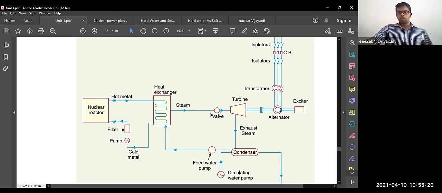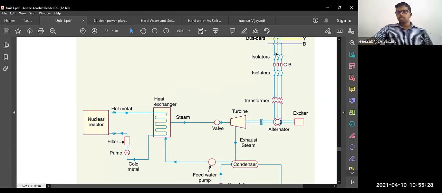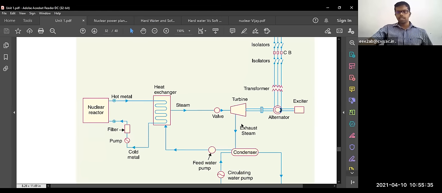That is controlled by a valve. The steam is then fed to a turbine, and the turbine is coupled with the alternator. Then the isolating transformer gives the power to the bus. This we have already seen. The exciter is also connected to the alternator. So this part we have already seen, and I need not explain it much.